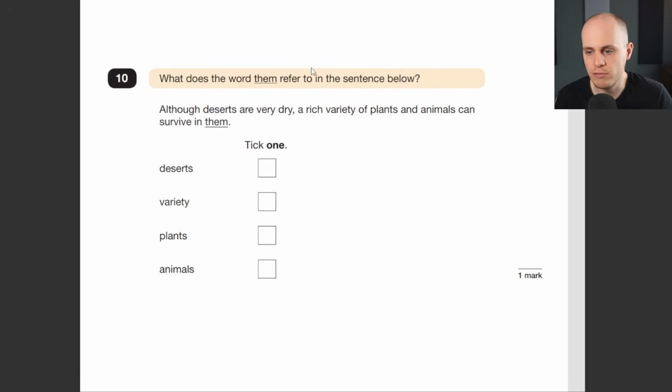What does the word them refer to in the sentence below? A pronoun question, right? Them is a pronoun. Although deserts are very dry, a rich variety of plants and animals can survive in them. Well, I think quite clearly we're still talking about the deserts, right? We're saying that plants and animals can survive in deserts, despite the fact they're very dry. Nice, easy question.